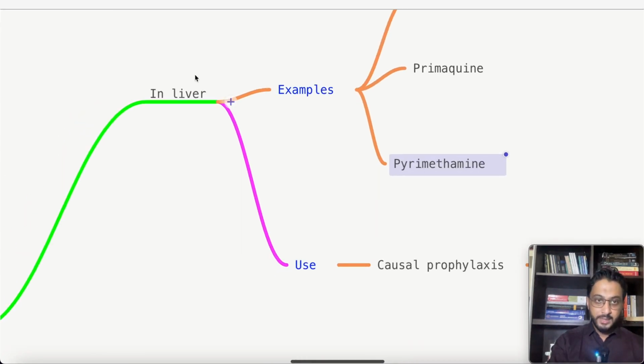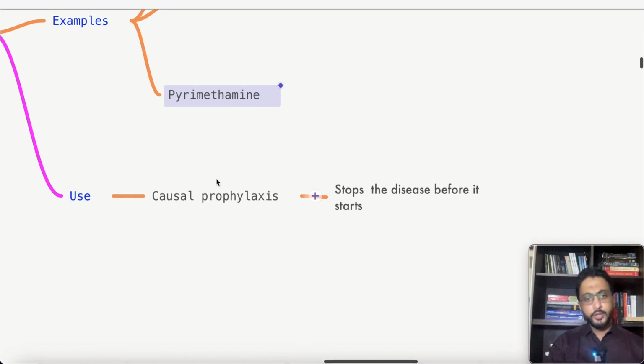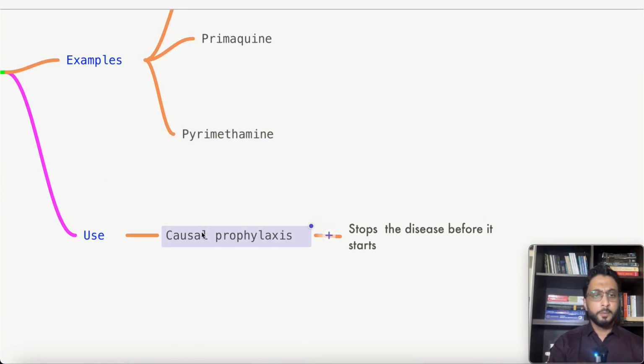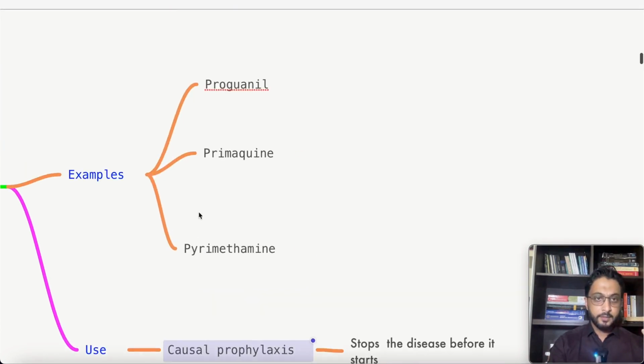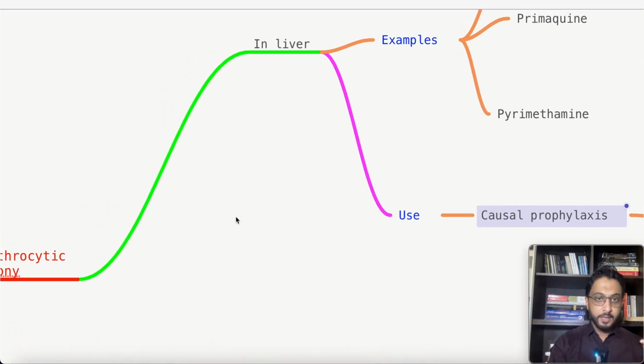So basically, I told you, in the liver, the primary development takes place. So if you don't allow this protozoa to develop, you can stop the disease before it starts. That's called causal prophylaxis. So they can ask you, the drug used for causal prophylaxis is what? Either of these 3: proguanil, primaquine, pyrimethamine. Or the drug which acts in the liver is which one?